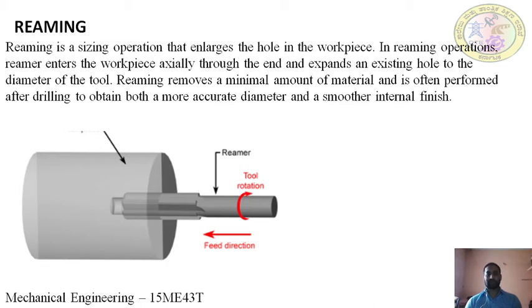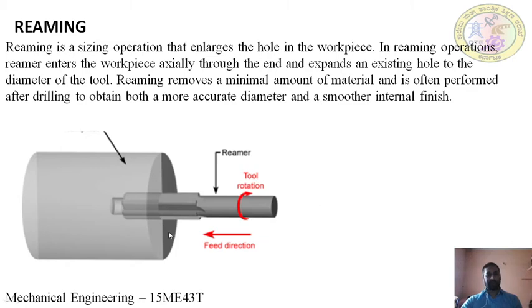If the drilling operation performed by a drill bit is not of accurate size or does not have a good surface finish, then in order to give a good surface finish and also to increase the diameter, reaming is performed by a special tool known as a reamer. It is similar to the drilling operation. The reamer is placed in the tail stock and it is moved in the longitudinal direction towards the axis of rotation of the workpiece.